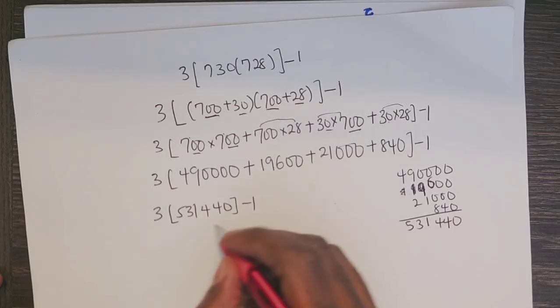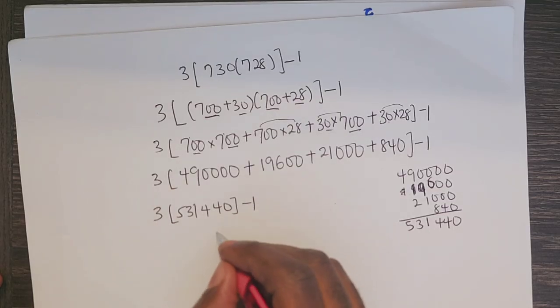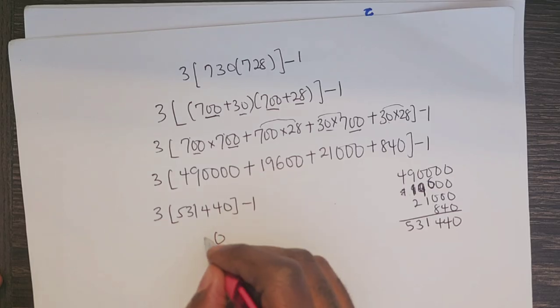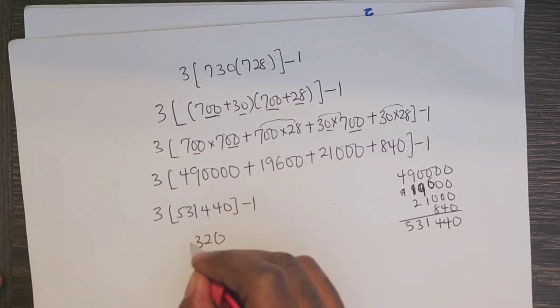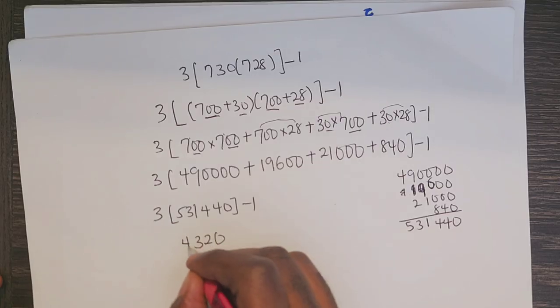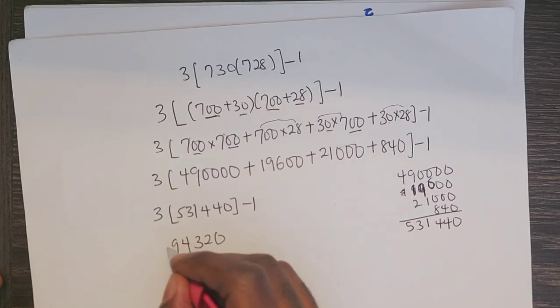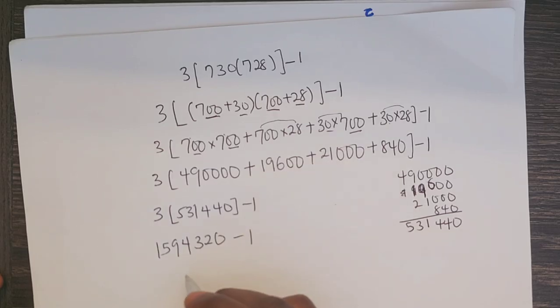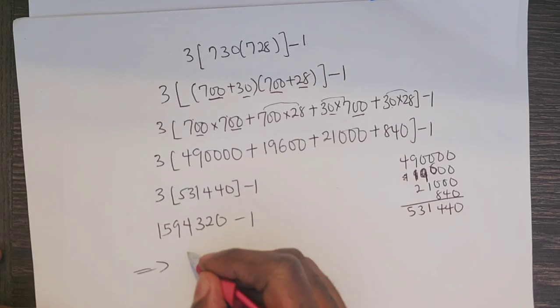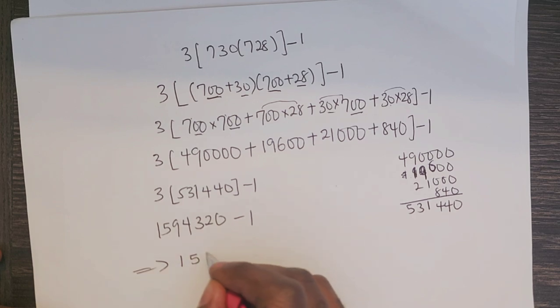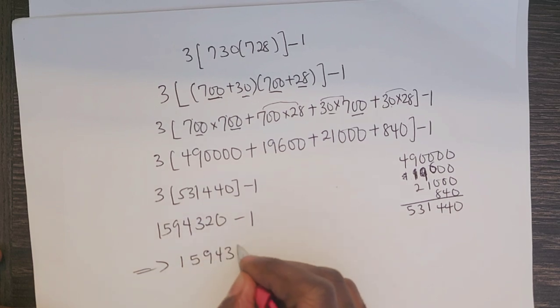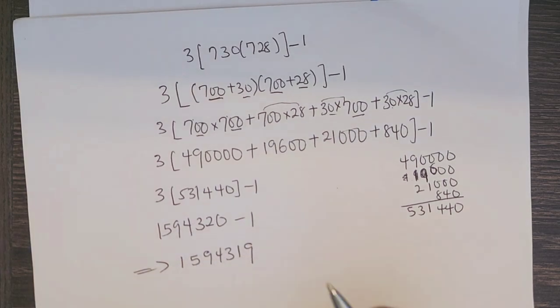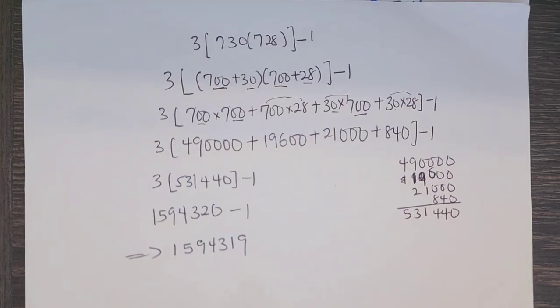Okay? You can multiply this. 3 times 0, we have 0. 3 times 4. If you do the multiplication easily without the use of a calculator, which is easy to do, you're going to have this minus 1. And finally, we have our final answer to be 1594319.